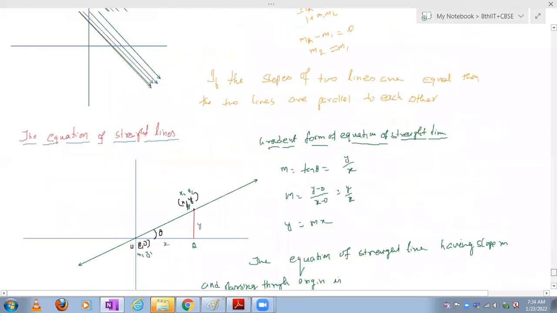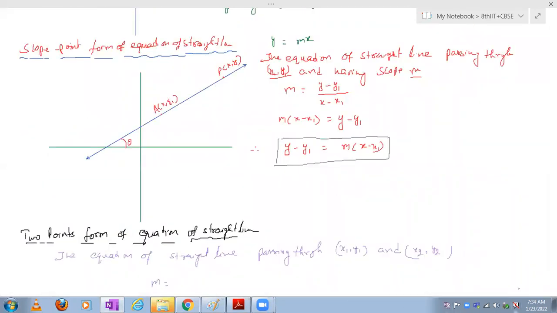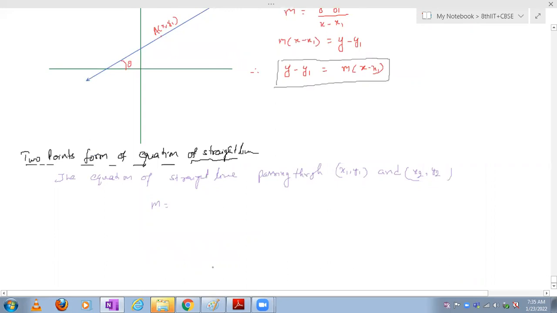That means what can I write here? m is equal to what? m is equal to y2 minus y1 divided by x2 minus x1. Got it?